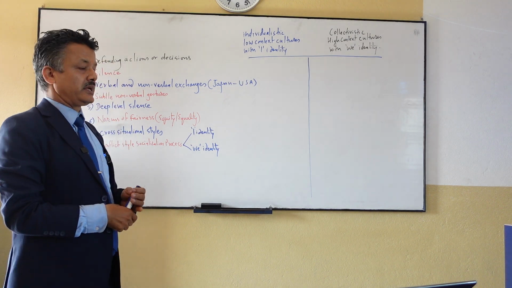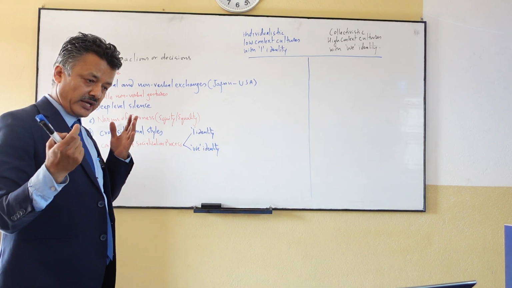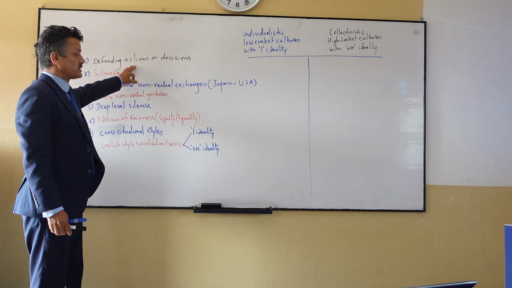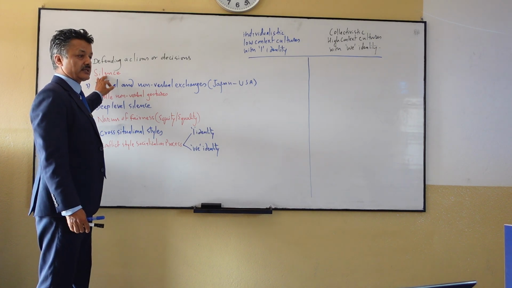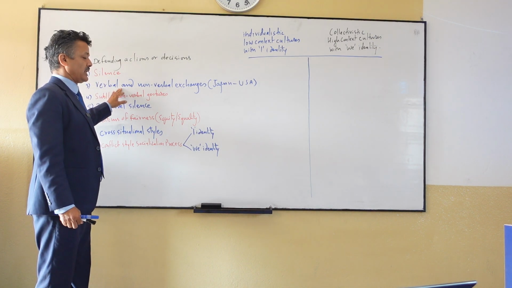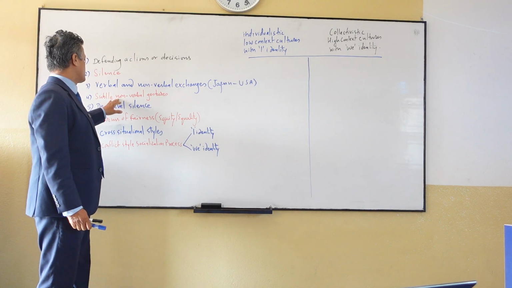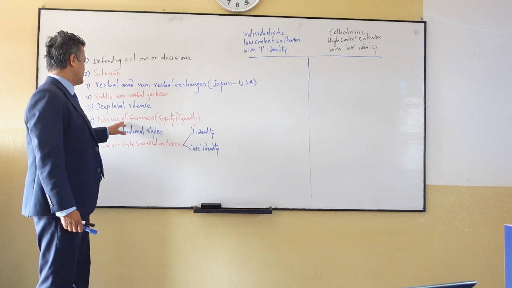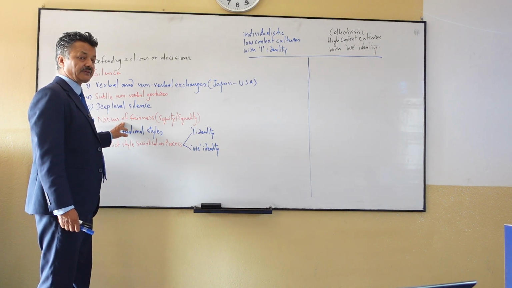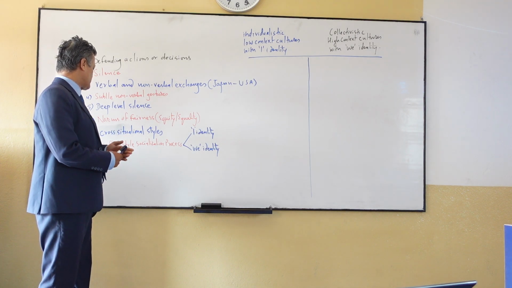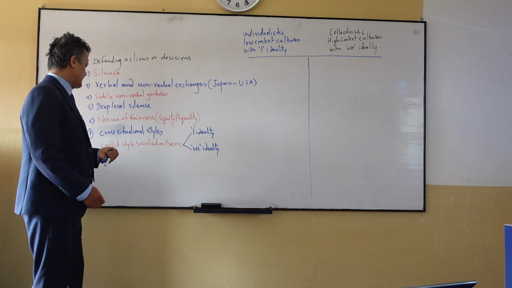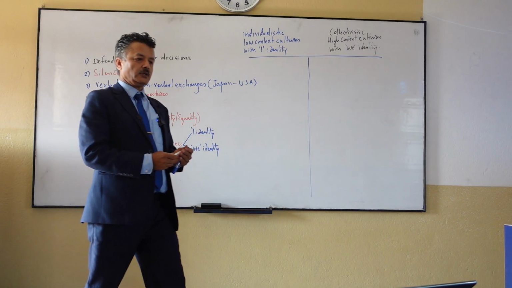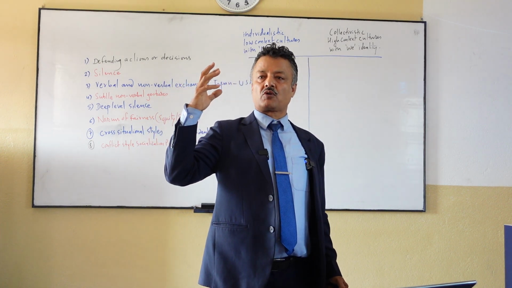I want you to come here with a note copy, and looking into note copy, you explain how the two cultures defend actions and decisions, how the two cultures use silence, how the two cultures use verbal exchange and non-verbal exchange, how the two cultures use non-verbal gesture, how the two cultures use deep level silence, and how the two cultures use the concept of equity and equality, and how the two cultures use cross situational styles, and how they use socialization process. Okay, who will come? Come with a note copy and explain.